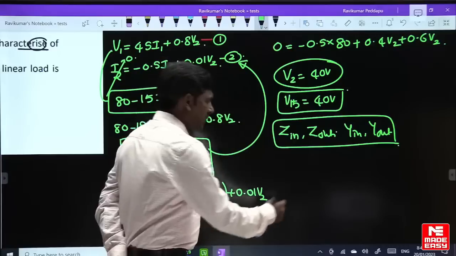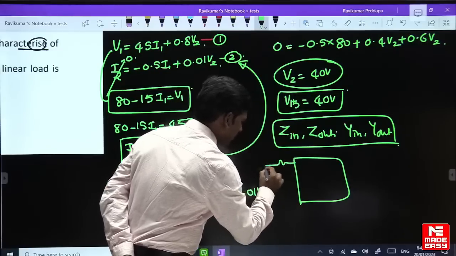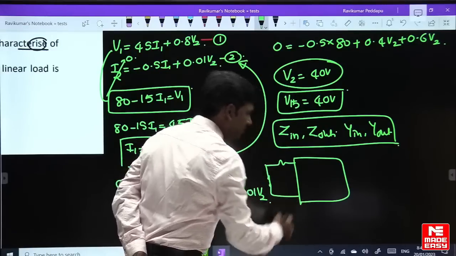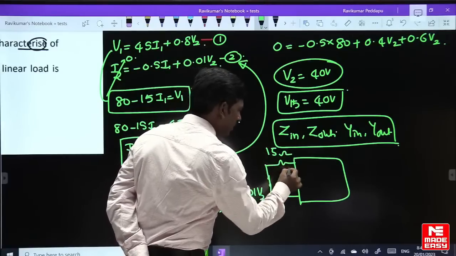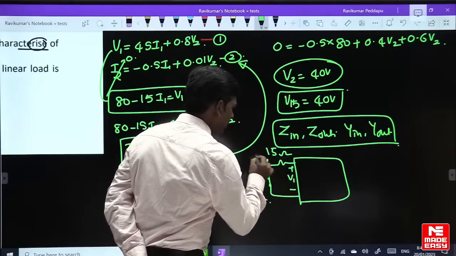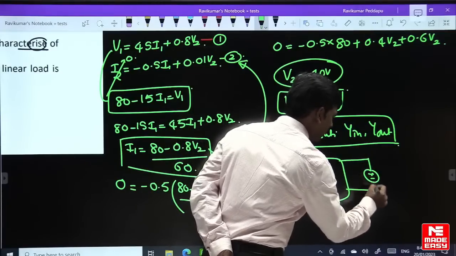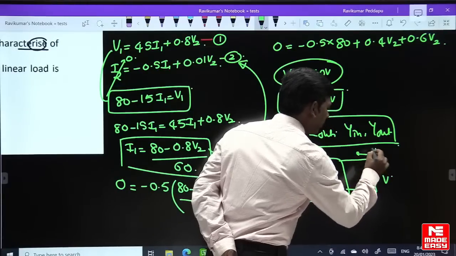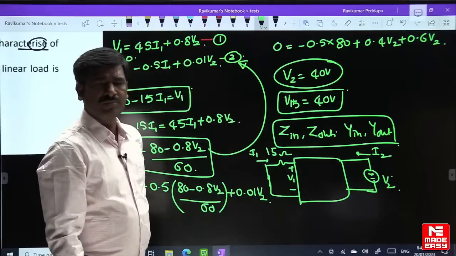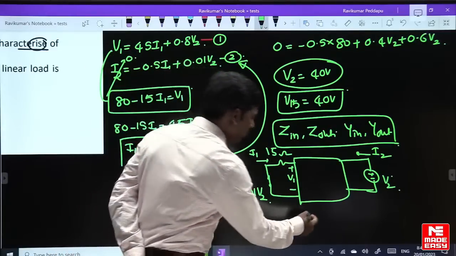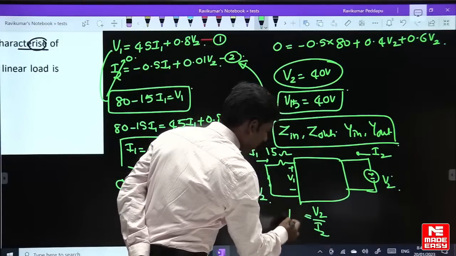So here are the H parameters. Voltage source is replaced by a short circuit, 15 ohms, plus or minus V1. This is I1. You connect a voltage source here, V and I, this is I2, this is V2. V is equal to V2, I is equal to I2. So find out the V2 by I2 ratio. That will give us the RTH.